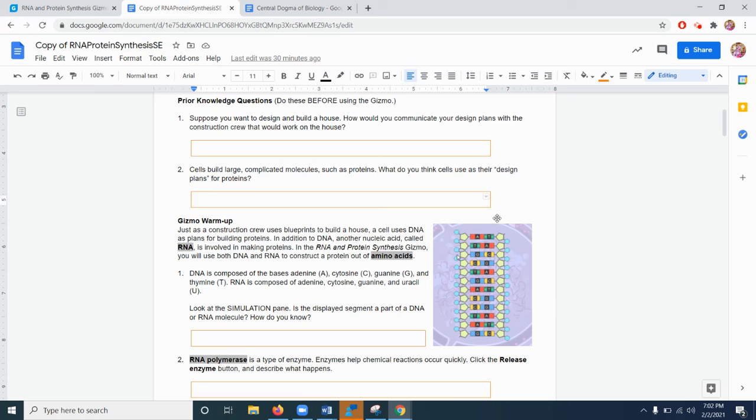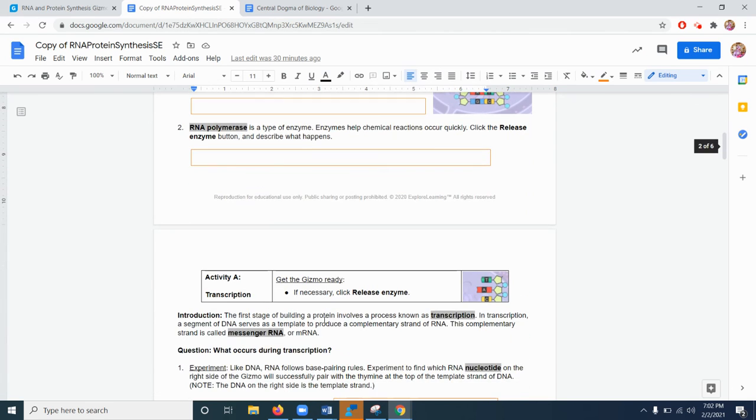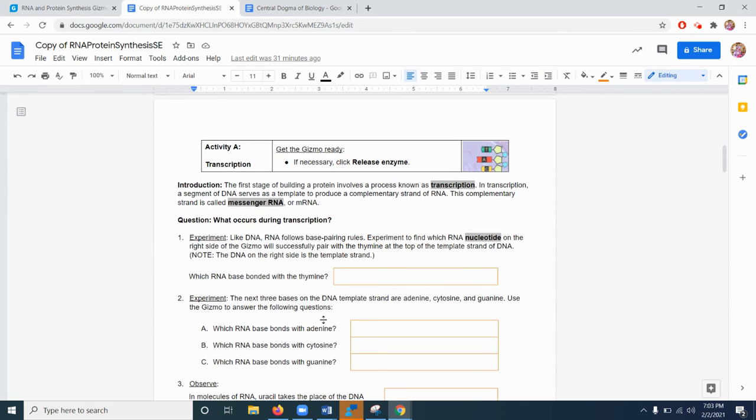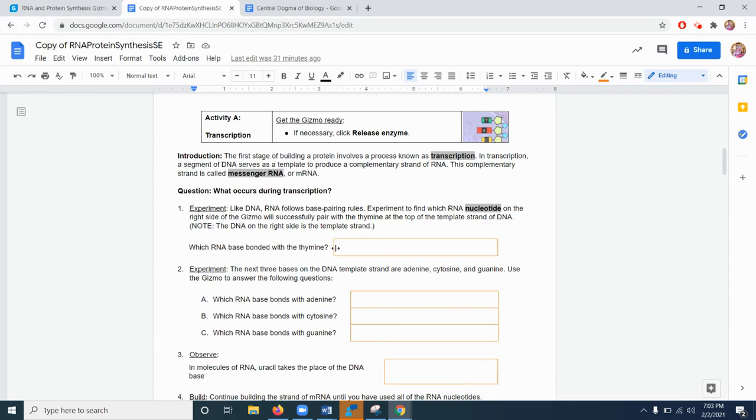This is double-stranded. What double-stranded molecule with ACGT is that? So you're going to answer the questions right here. You're only going to do activity A. Once you're done with activity A, do not turn it in. We're going to do this for this week and next week. So you're going to answer the question here: which RNA base bonded with thymine? You have to figure that out by using the gizmo.